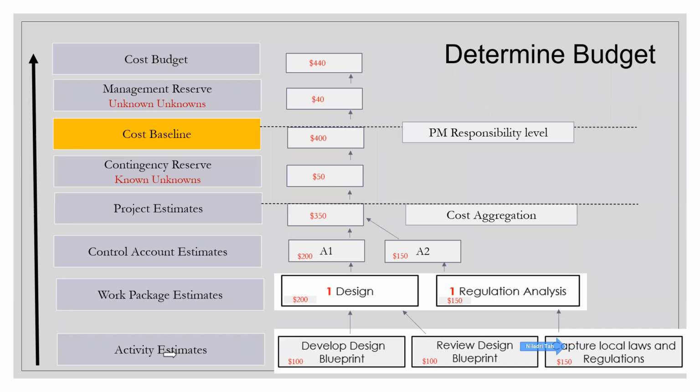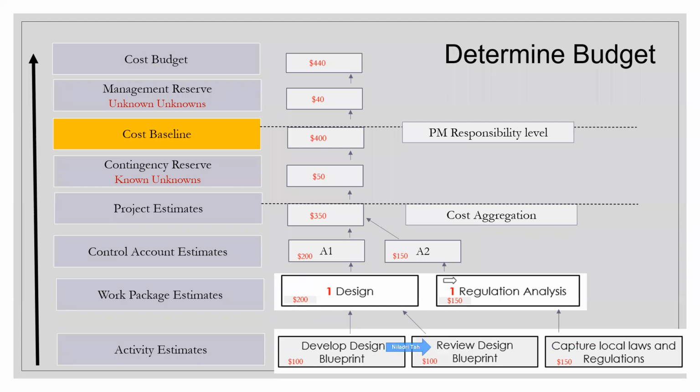Now, above the activity estimates, we have got something called the work package estimate. So we combine similar kinds of activities into work packages. Let's say in this case, developing the design and reviewing the design are pretty much similar. They come under one umbrella of the package, which we call the design package. And the total cost of the design package is $200, because 100 plus 100, right?